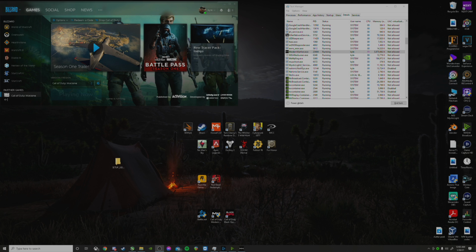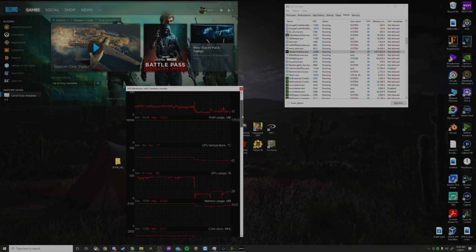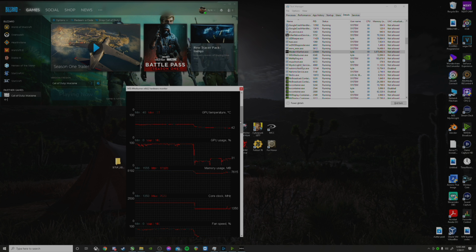I just came across a fix that I have been trying to find for a very long time with Modern Warfare. And that is for one, high CPU usage, and two, high memory usage.